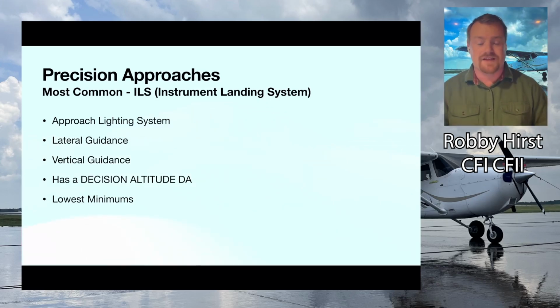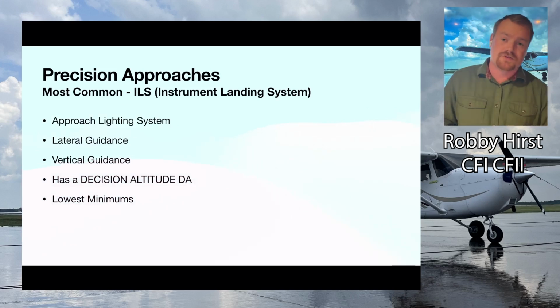An RNAV is not a precision approach because the lighting system may not be appropriate for an RNAV, and it also technically doesn't have a localizer because it's via GPS. So even if it has the same minimums as the ILS, don't get confused. RNAVs are not precision approaches.